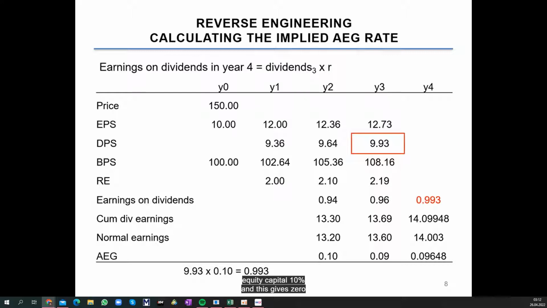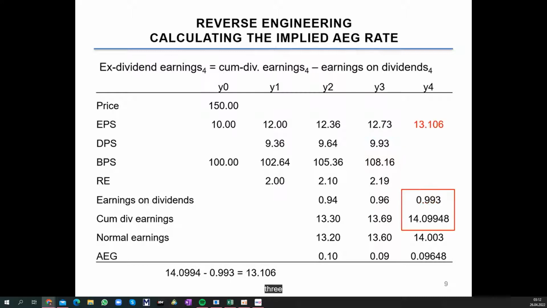The earnings on the dividends in year 4 is calculated as 9.93, the dividend of the previous year, times the cost of equity capital 10%, and this gives 0.993. Cum dividend earnings is equal to earnings plus earnings on the dividends of the previous year. So we can calculate earnings in year 4 as cum dividend earnings minus earnings on the dividends. This is equal to 14.099 minus 0.993, and this gives 13.106.